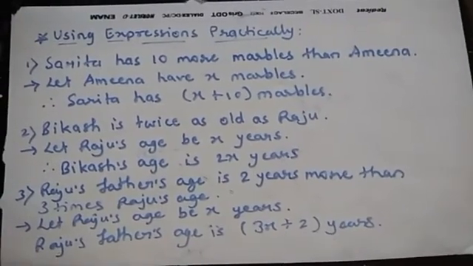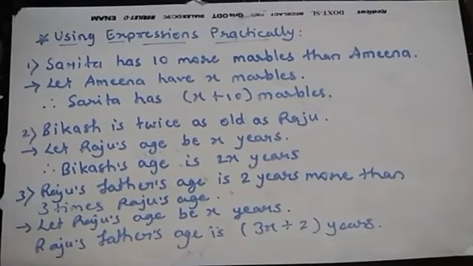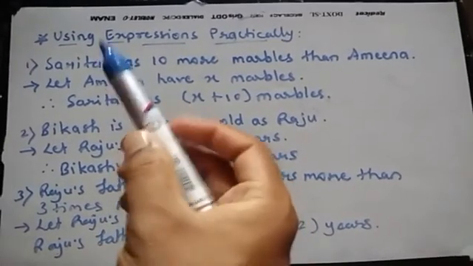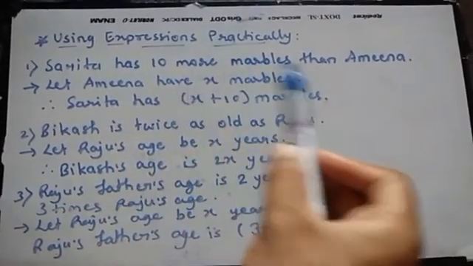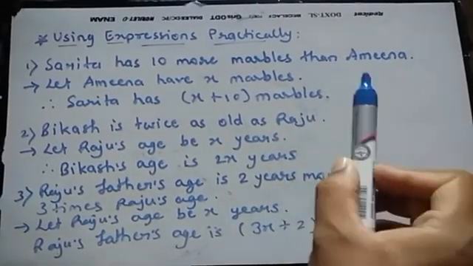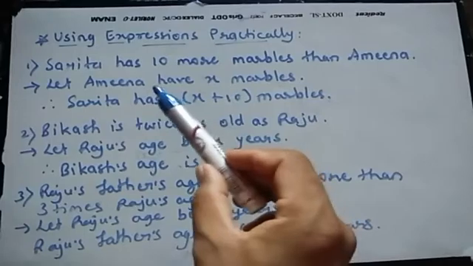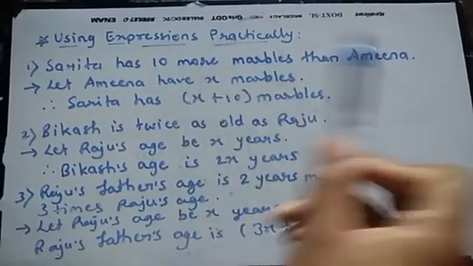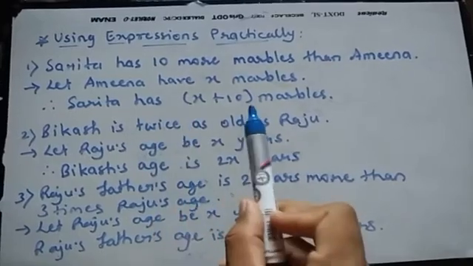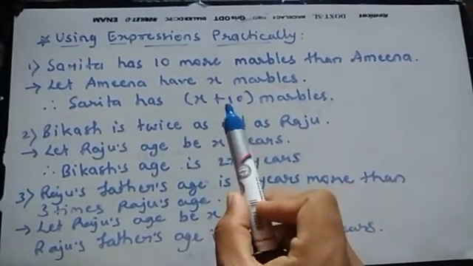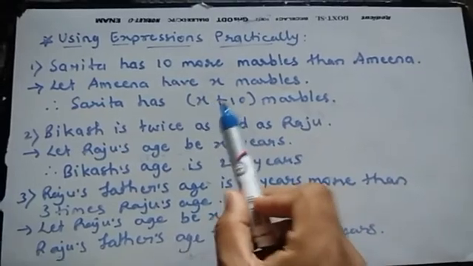Now here, some examples are given in ordinary language that we have to write as an expression. The first example is: Sarita has 10 more marbles than Amina. How many marbles Amina has, we don't know. So let's consider that Amina has x marbles, and Sarita has 10 more marbles than Amina. Therefore Sarita has x plus 10 marbles.